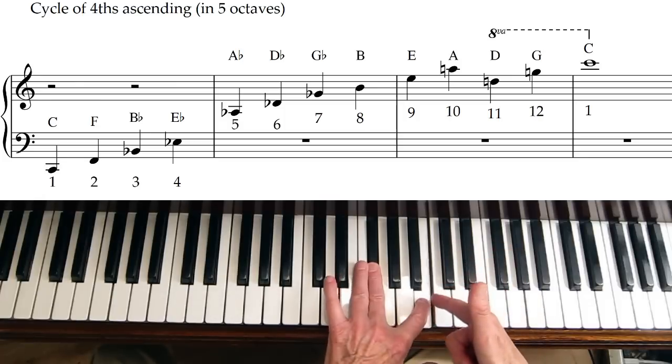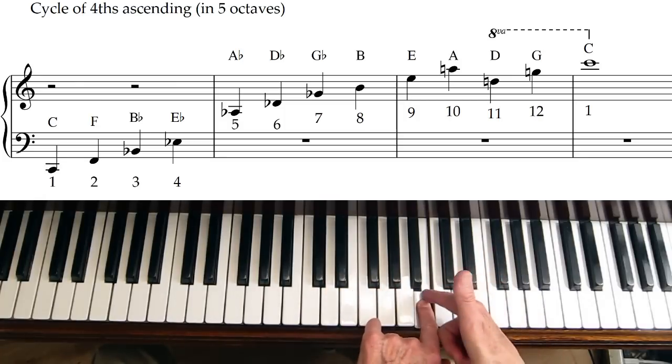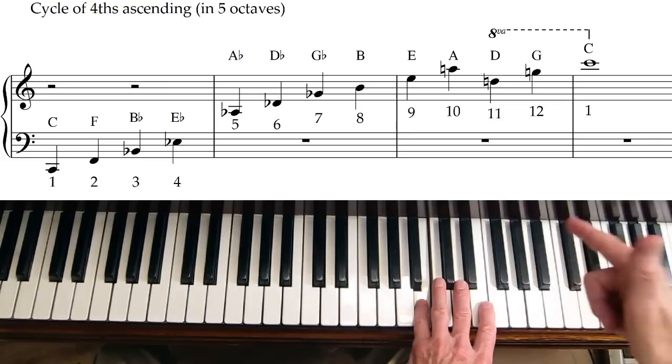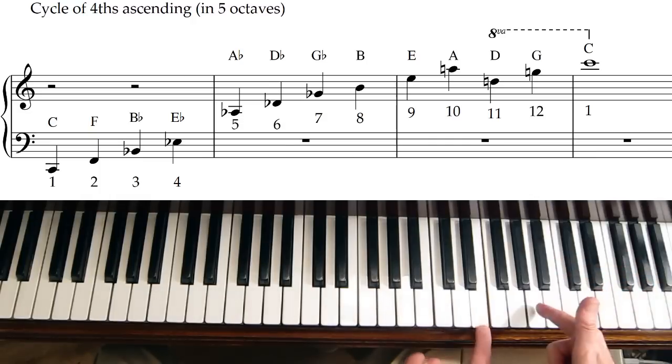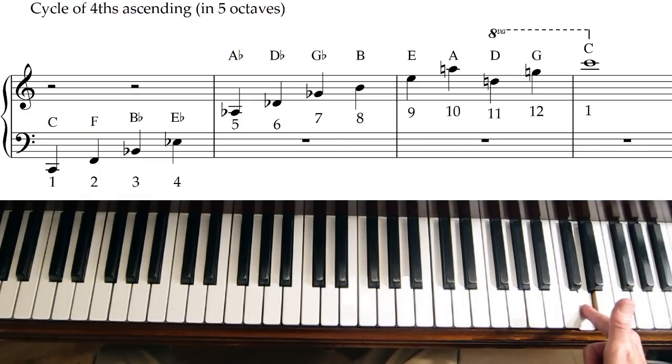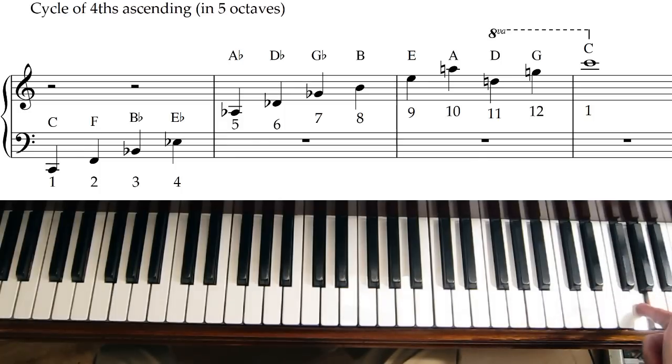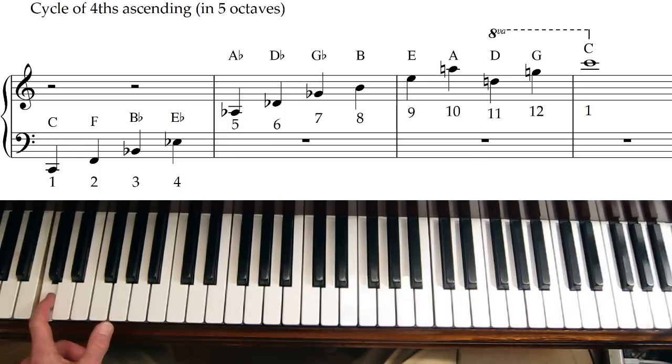Resolves to B, or C flat, which is 5 sharps. B is 5 sharps. Resolves to E, which is 4 sharps. Resolves to A, which is 3 sharps. Resolves to D, which is 2 sharps. Resolves to G, which is 1 sharp. Resolves to C. So there you have it in ascending motion in fourths.